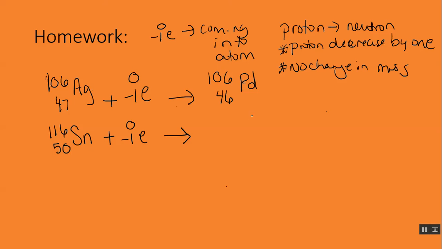So remember what is happening. No change in mass. The mass stayed the same. Remember, protons decreased by 1. So that 50 became 49. We look, we find 49 on the periodic table, and we see that 49 is indium.